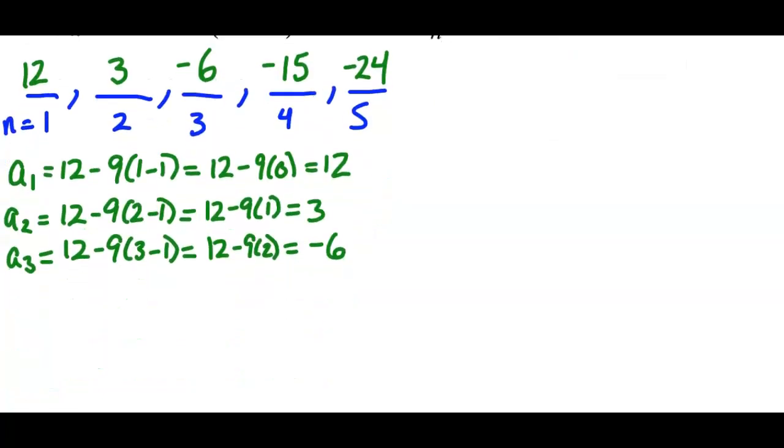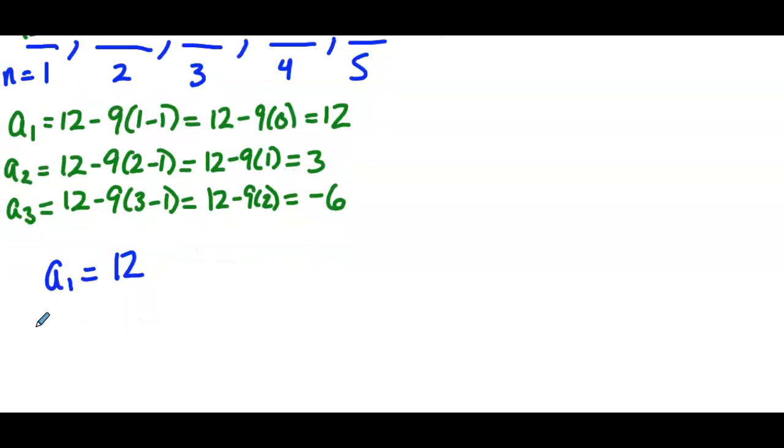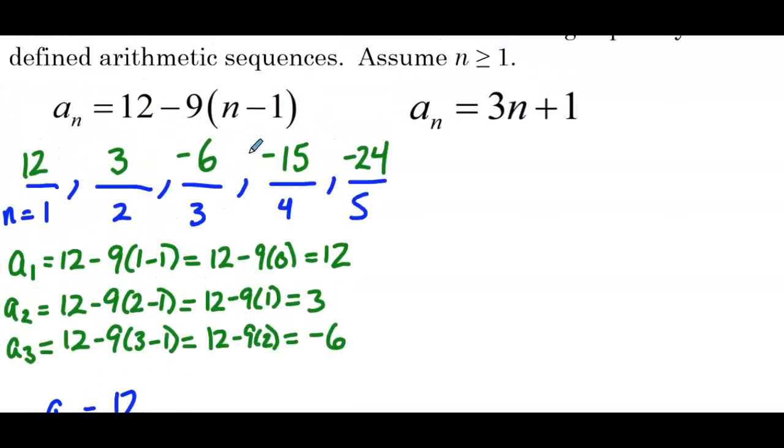So our recursive definition, so we need our first term, so a sub 1 is 12. And then a sub n, if I want the next term of the sequence, I take the term before it, which is a sub n minus 1. And we notice the common difference was negative 9. So we subtract 9. So here we have the recursive definition of this sequence.